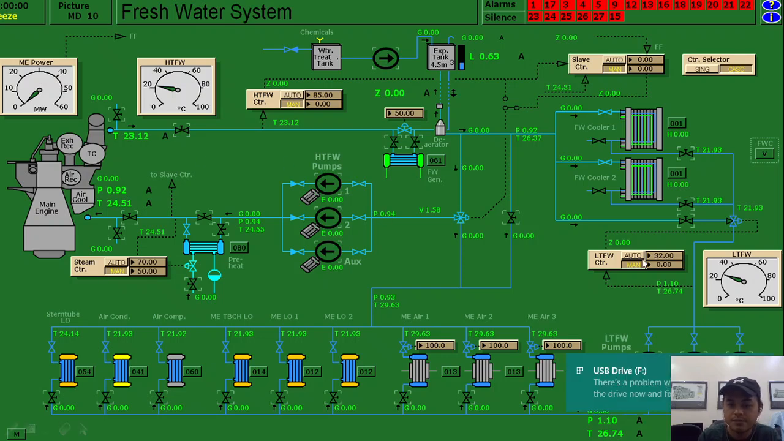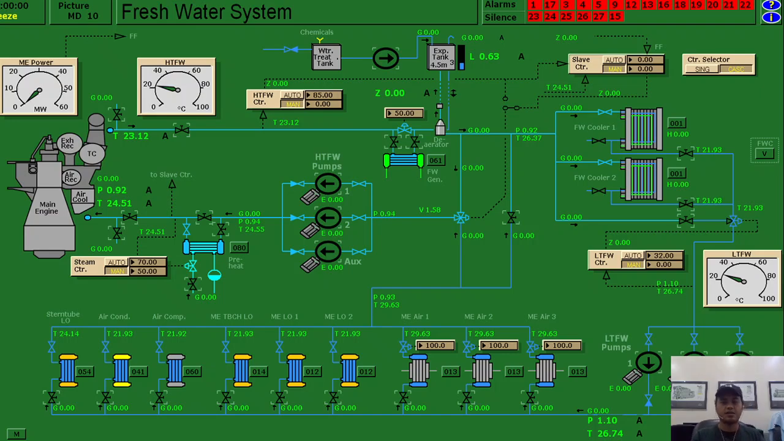Then it goes out to freshwater cooler number one or number two. Our freshwater cooler is cooled down by seawater, as you can see with the green color inside. So the freshwater is cooled back down to low temperature. We also have a controller and a three-way valve that will control the temperature. We will discuss it later.